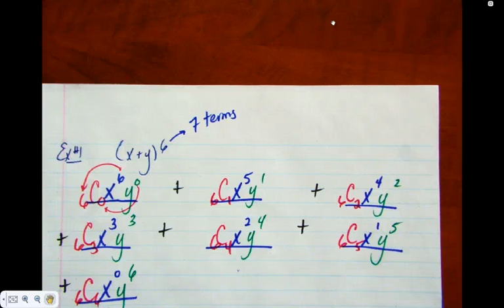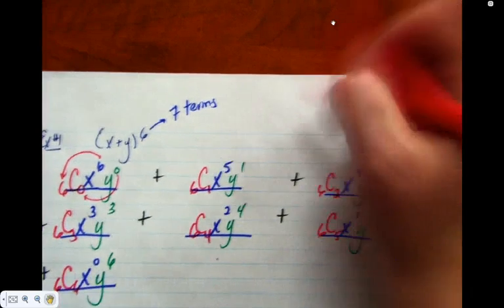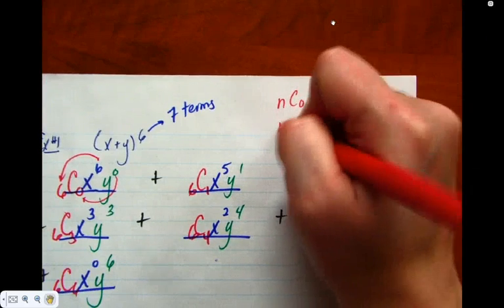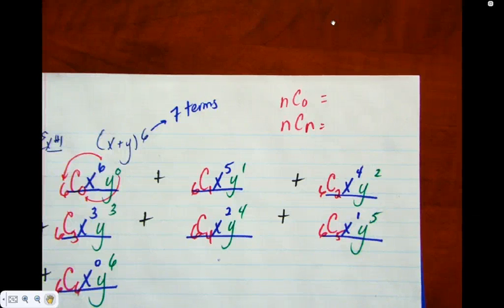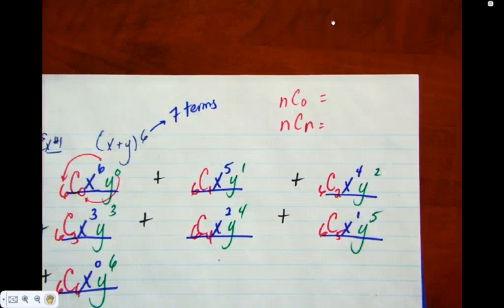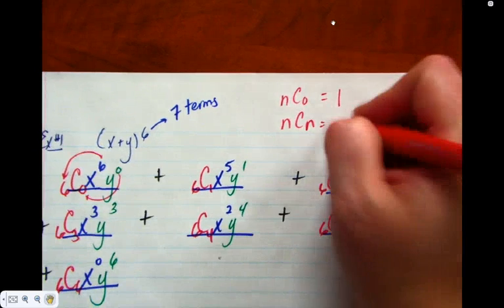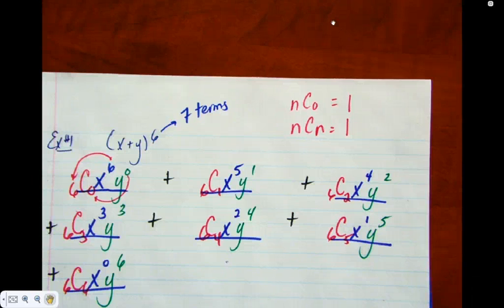When we did combinations, which seems long ago now, I think it was last Tuesday, we looked at generally an NC0 and an NCN. It was one of the 2 patterns we looked at when we calculated that list at the beginning. And what did we say an NC0 was? Doesn't matter what it is, it's always going to be 1, because there's one way to pick no objects. And what do we say about an NCN? Also 1, because there's one way to pick all the objects.